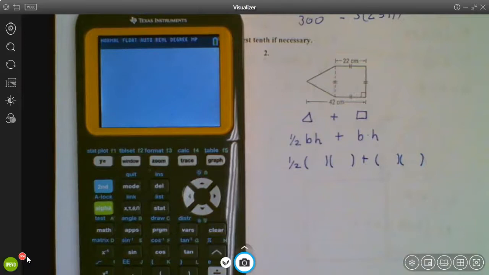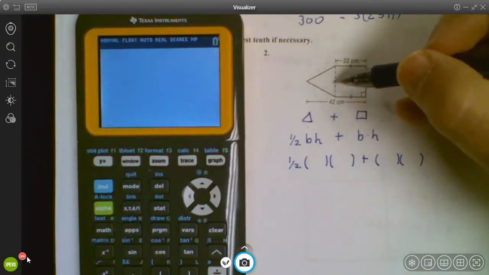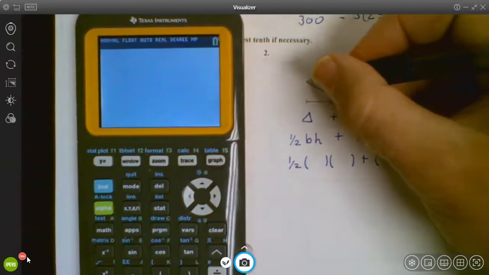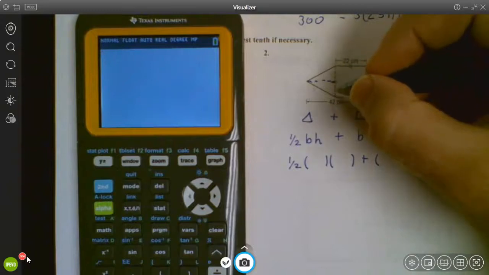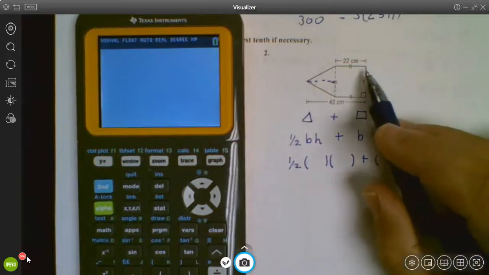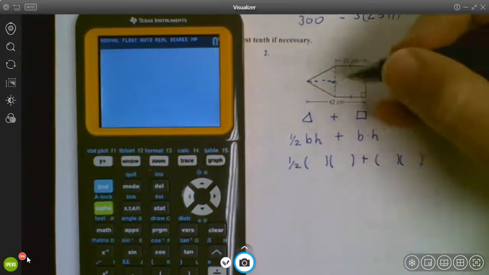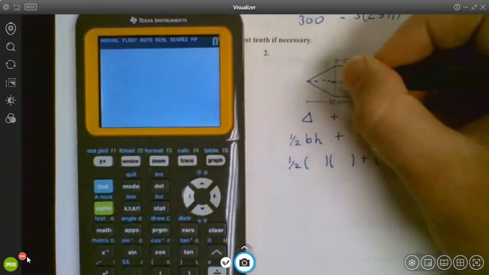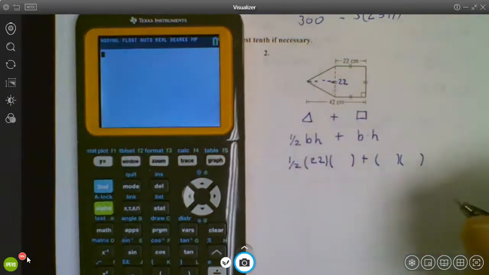So let's just start with a triangle. Remember, in a triangle, your base and your height must be perpendicular to each other. So I want to recognize that that dotted line is my height because it is perpendicular to this dotted line, which would make this my base. In the square, they're telling us right here that all of your sides are 22, which would include this. Right? This would then also have to be 22. So we know that the base of that triangle is 22.